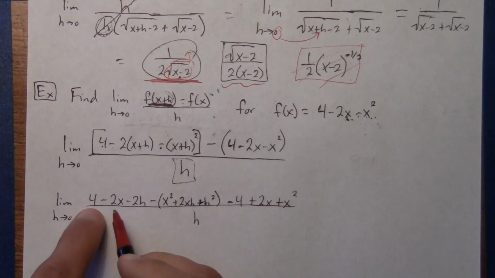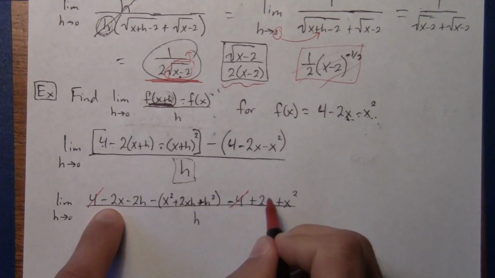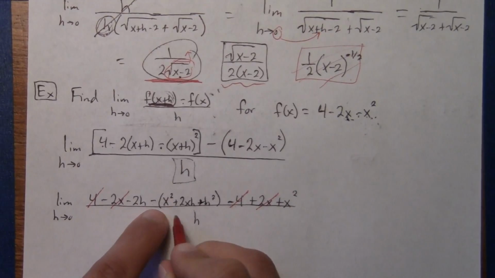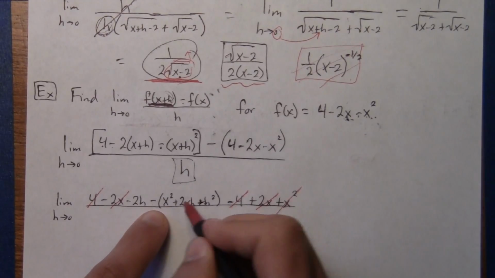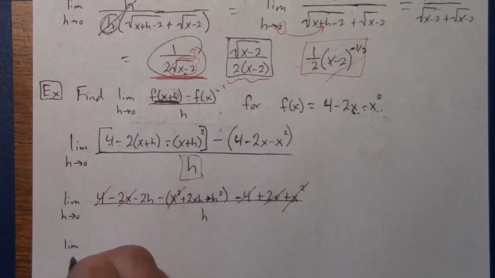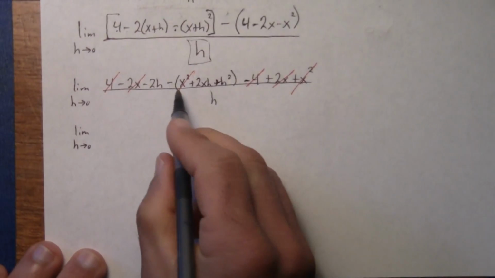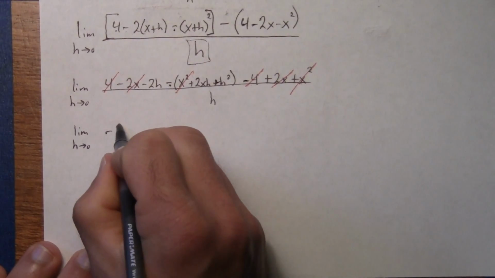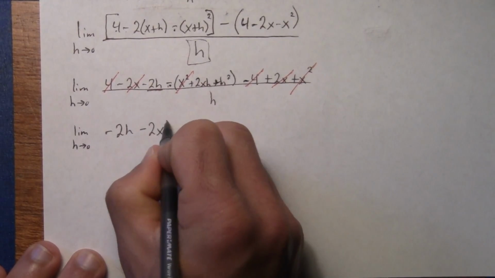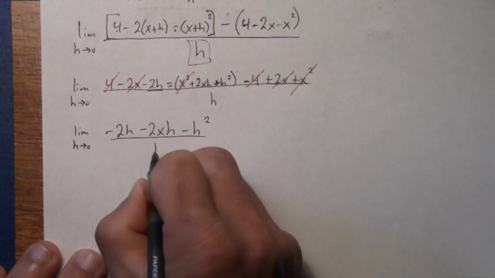Alright, now, you probably should get some things to cancel in the numerator, and so if I look at my numerator, I've got a positive 4, a negative 4, they cancel. I've got a negative 2x, positive 2x, they cancel. I have a, if I distribute, negative x squared, positive x squared, they cancel. So what am I left with in the numerator? I now have the limit as h approaches 0 of, my numerator I still have, don't forget that negative, it's negative 2h from this term. Distribute the negative, it gives me negative 2xh. Distribute the negative gives me negative h squared over h.